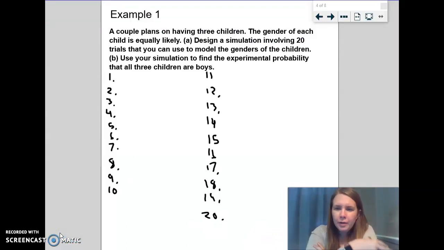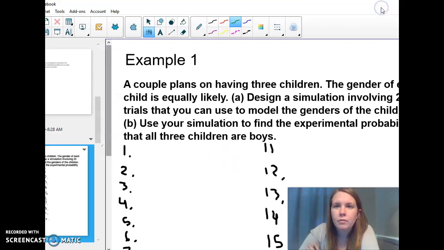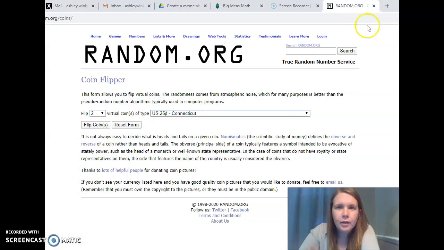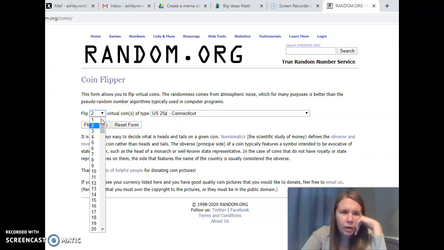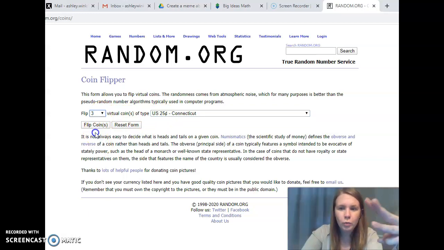Alrighty, so now I have all my numbers set up, and what I did then from there, and I'm going to show you here, is I went online and I decided to find a random coin generator. So I ended up by Googling, I got to random.org. Okay, you can pick what kind of coin you want. I just went with a US coin, so for familiarity, and we want to flip 3 coins because we want to see with 3 children what's going to happen.